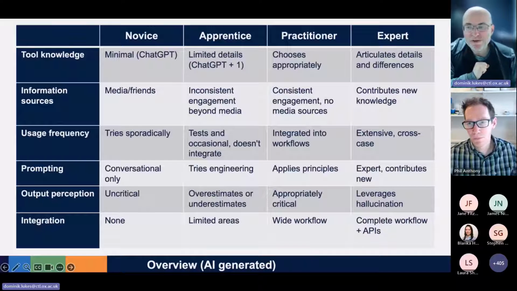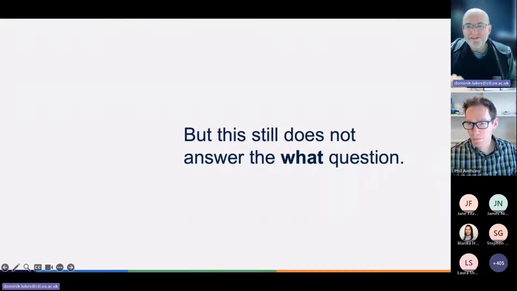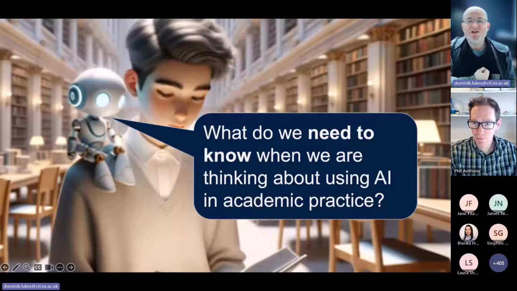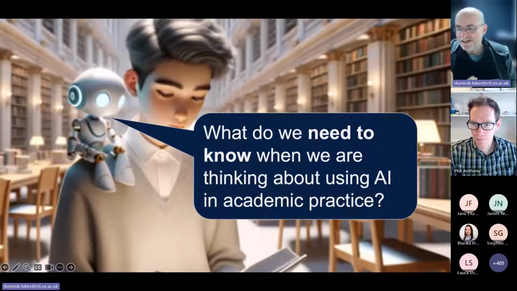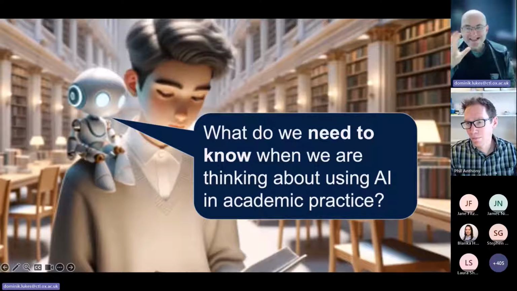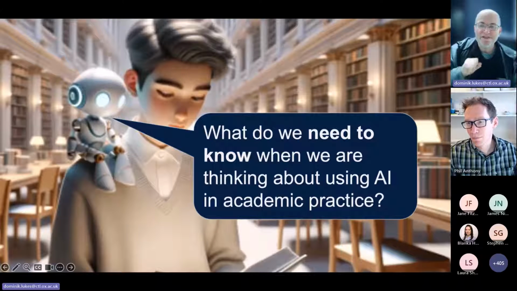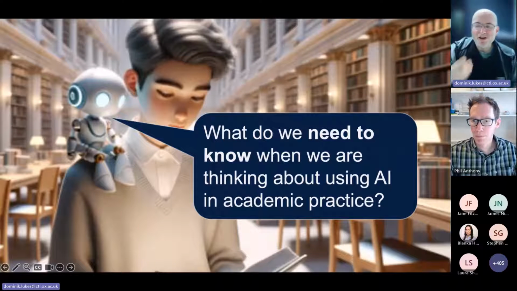Again, I'm not going to go through the details, you can go have a look at it, and I definitely welcome comments. But none of that answers the question, right? The what question. What does it actually mean? What do we need to know when we are thinking about using AI in academic practice? So I've been working with students and academics over the last year in great detail, both in groups and individually, and I've been trying to answer that question for myself and for them, in all different contexts.